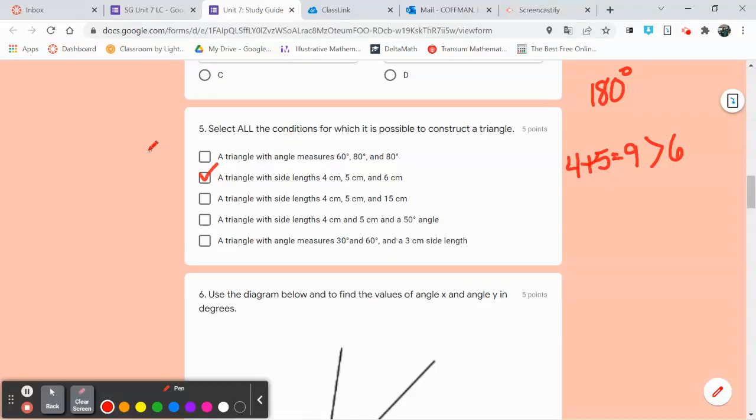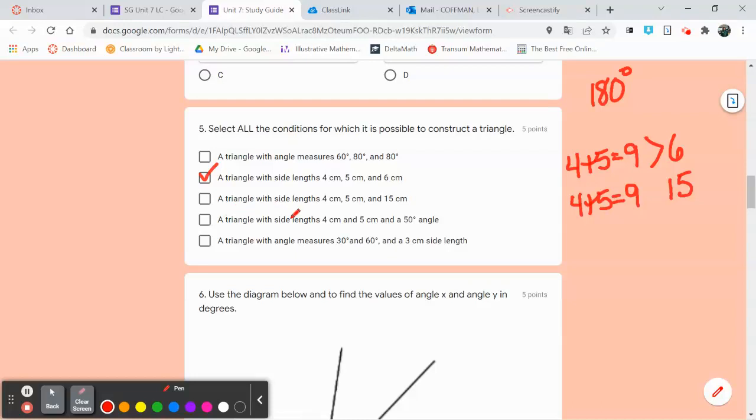A triangle with side lengths of 4 centimeters, 5 centimeters, and 15 centimeters. Well, again, short plus short, 4 plus 5 gives me 9. And 9 is supposed to be greater than the third side in order to make a triangle. Well, the third side's 15, and 9 is not greater than 15, so it does not make a triangle. All right, let's go to the fourth one.